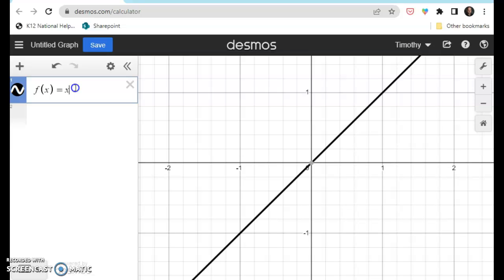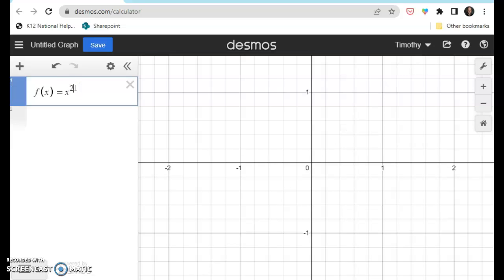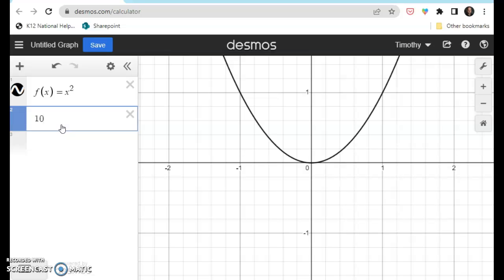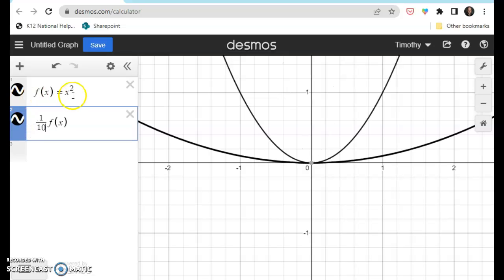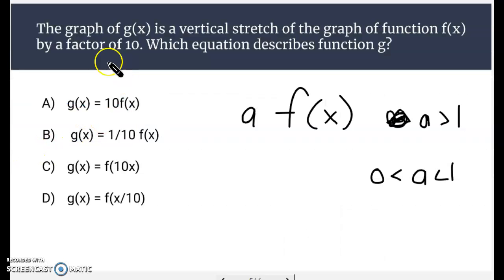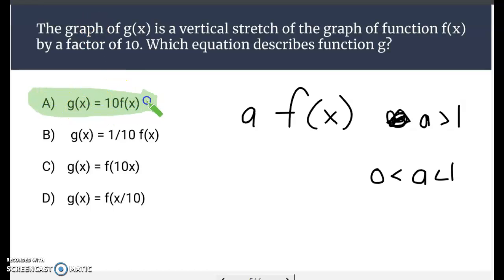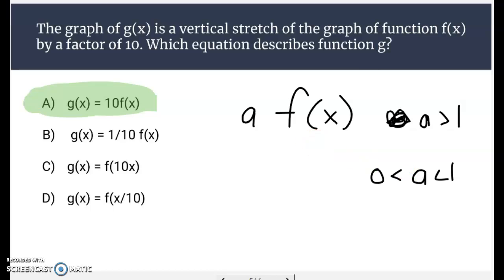You know, I suggest trying it out with x squared. That's a quadratic. You can try all these transformations with x squared, and you kind of see the shifts and the stretch and the shrink. Let me show you real quick. If I did 10, yeah, see how much skinnier that is. And then let me change this to 1/10. Now it becomes wider. So yeah, you can kind of see that with a quadratic a little better. So in this problem, by a factor of 10, that just means we're multiplying it by 10. We're putting a 10 out in front of the f of x.